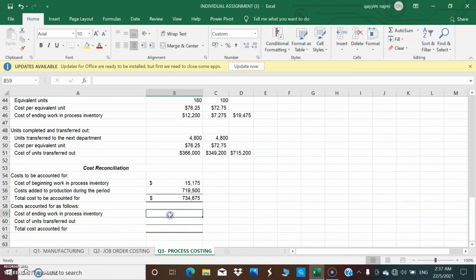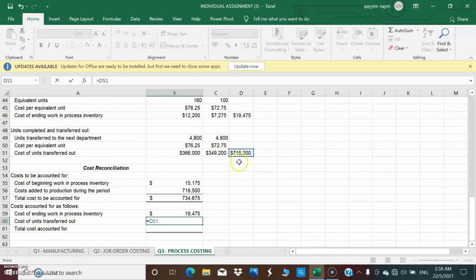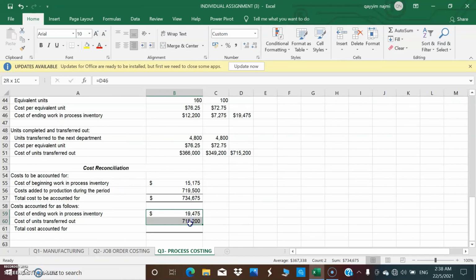The costs accounted for are as follows. The cost of ending work in process is the total of material and conversion. We also have the cost of units transferred out, which is directly 715,200. The cost reconciles, the total being the same as the total cost to be accounted for, 2,734,675. Okay, that's all. Thank you.